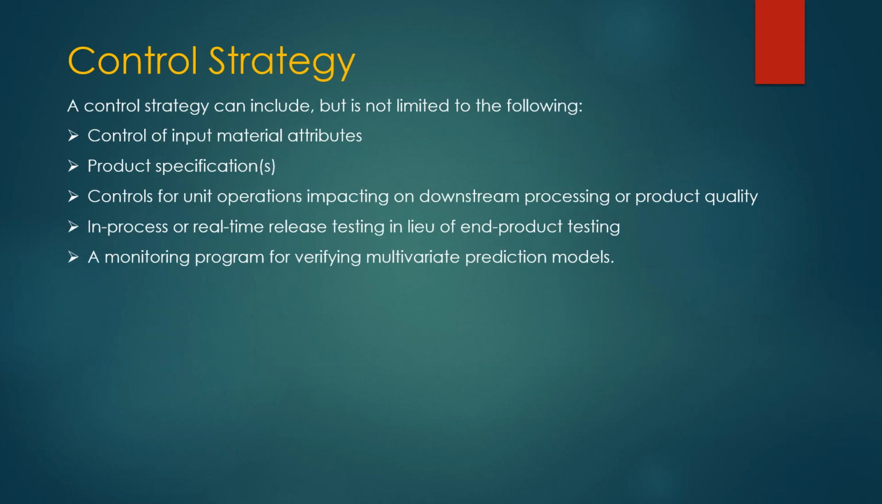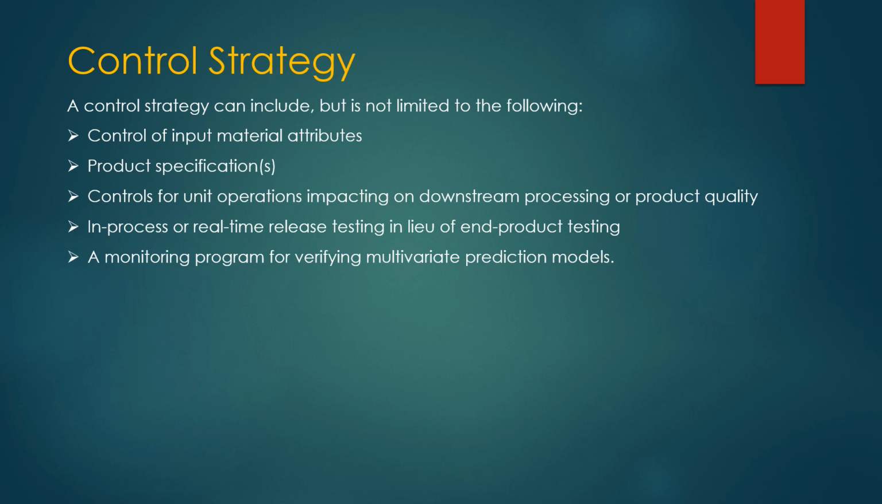Control strategy can include, but is not limited to, the following. Control of input material attributes, for example drug substance, excipients, and primary packaging materials. This is based on the understanding and prior knowledge of their impact on the process and product quality. Product specification. Control for unit operations impacting downstream processing or product quality, for example the impact of drying on degradation, or particle size distribution of granulate on dissolution.